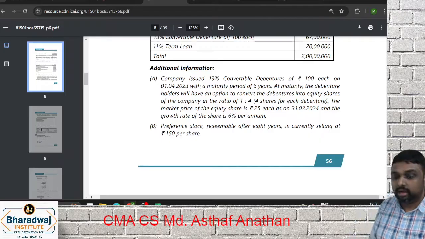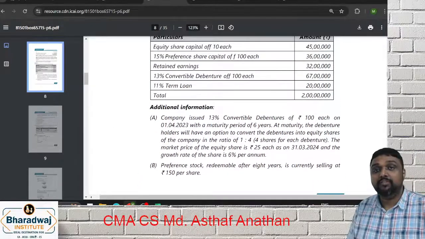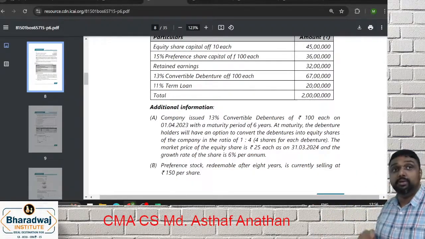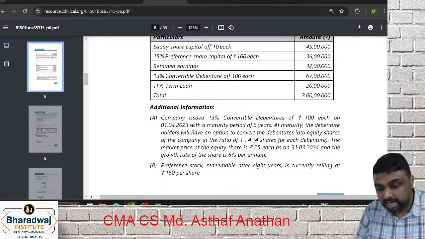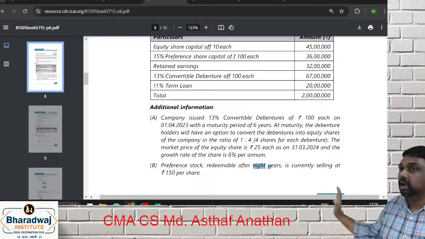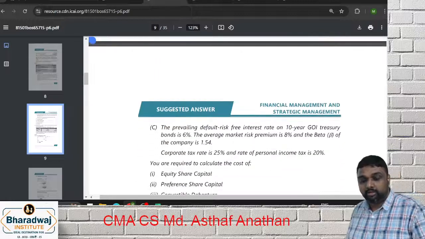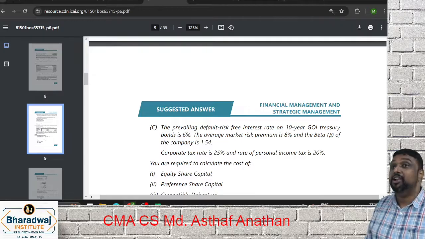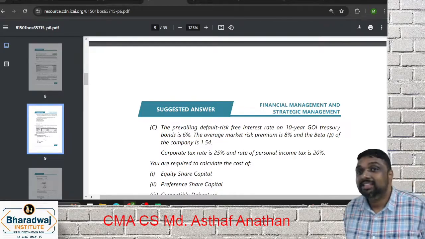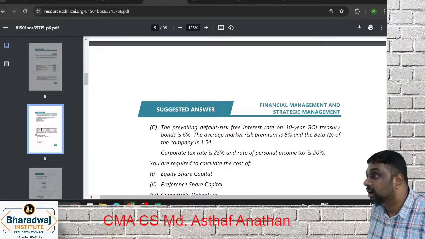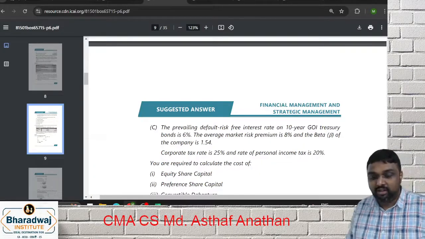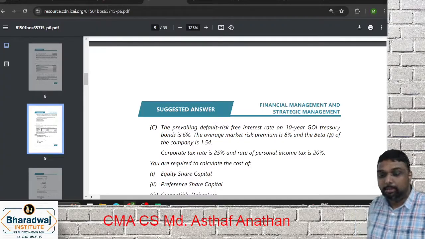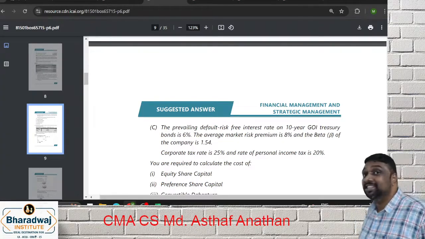Preference shares are redeemable after 8 years, currently selling at 150. Tell me, my dear friends, is the preference stock redeemable or irredeemable? Redeemable. They said after 8 years. Convertible debentures are also redeemable. Next, the prevailing default risk free rate of Government of India Treasury bond is 6%. That is a clue for RF. Market risk premium is 8%, that is RM minus RF. Beta is 1.5.